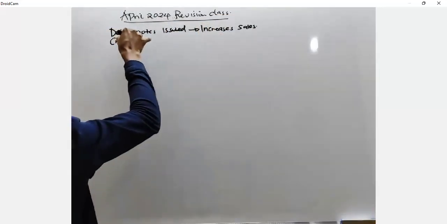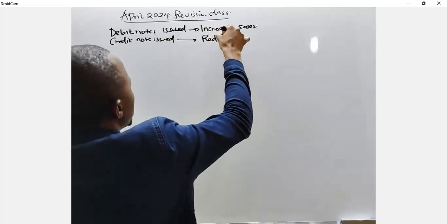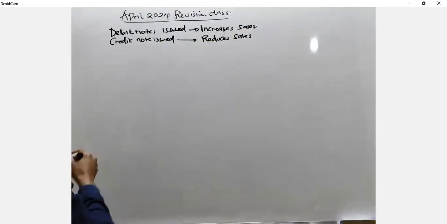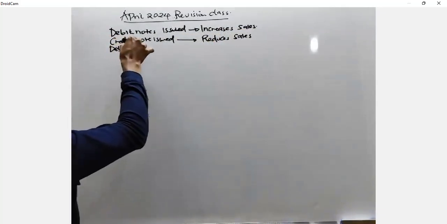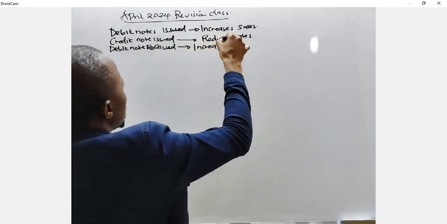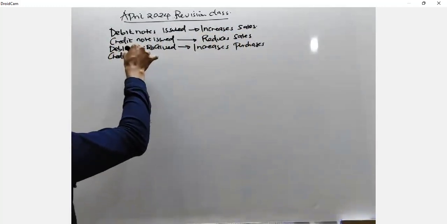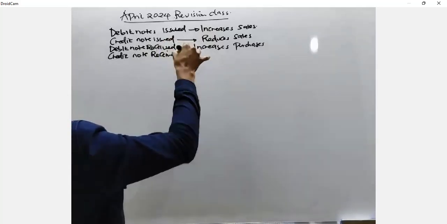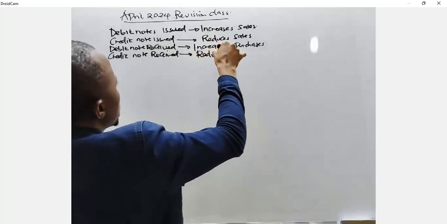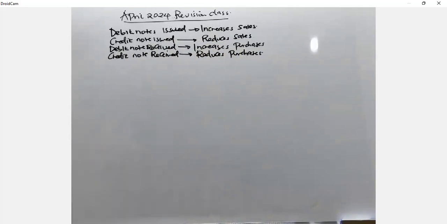We have the credit note issued. What normally happens to the credit note issued? It reduces sales. Then we have the debit note received, which increases your purchases. Then we have the credit note received, which reduces your purchases. These are the major things you need to keep in mind to understand how to treat both concepts, and you have to understand who is issuing them and what you need to do.